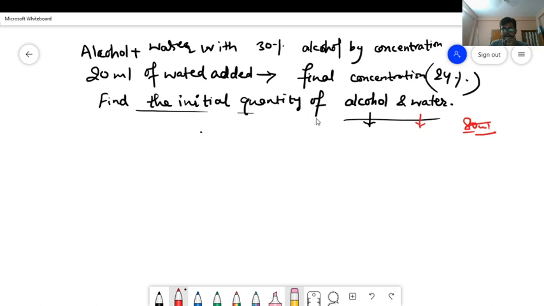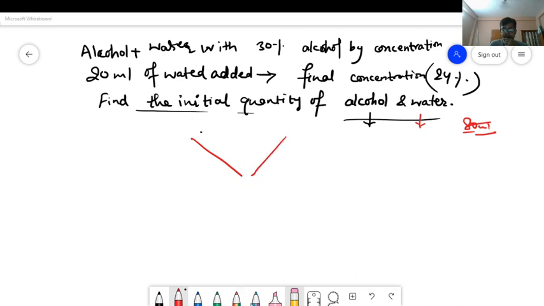No, that's wrong. Okay, we will do it. No problem. We will do it with both the methods. So what have we been given here? Okay, let's do it through allegation.